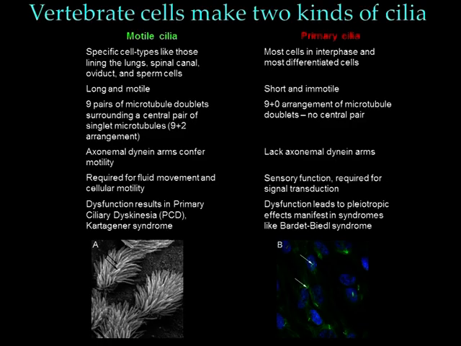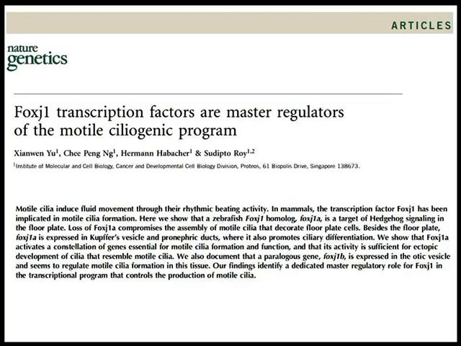Cilia can be motile, such as those found in our respiratory tracts that beat continuously to clear mucus, or immotile and dedicated to transmit sensory signals, such as those found in our eyes and nose for our sense of sight and smell. A few years ago, through genetic studies in the zebrafish embryo, we discovered that the transcription factor FOXG1 is the master regulator of motile cilia differentiation.